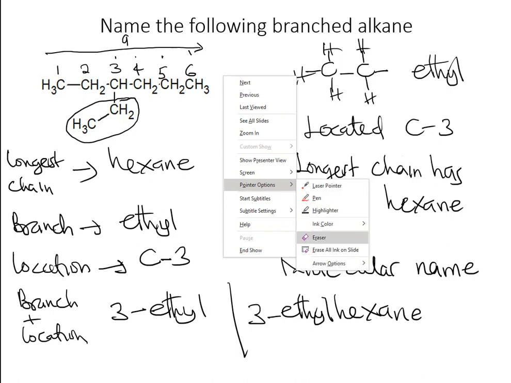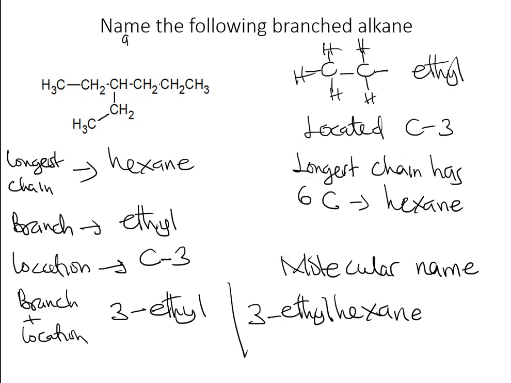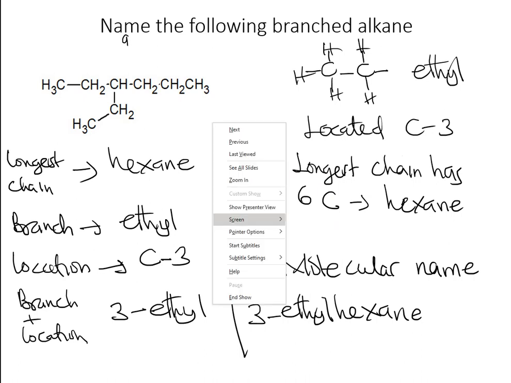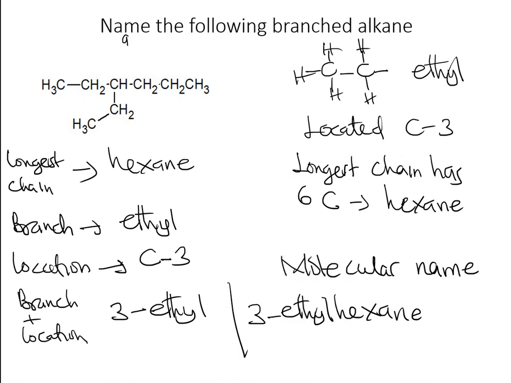So let me just get rid of all the things, so that you look at this molecule and you say, yeah, this molecule is 3-ethyl hexane. It is telling you that the molecule itself is a hexane, but it has an ethyl group, an ethyl branch at carbon number 3. So let's go look at another molecule. So take note, this is the name of this molecule here.